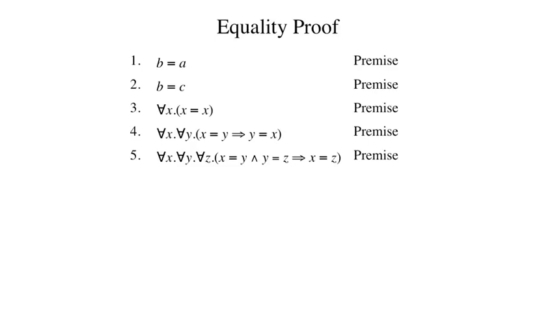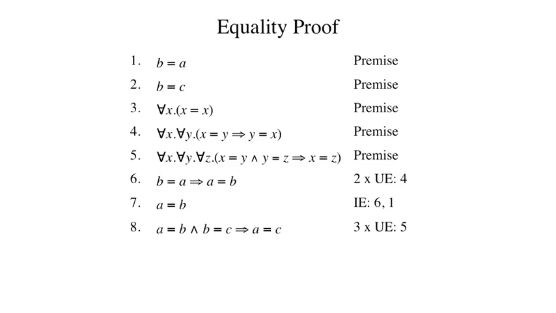We add our axioms for equality. First reflexivity, then symmetry, and then transitivity. Now we go to work on the proof. First, we use two applications of universal elimination on our symmetry axiom to derive the fact that B equals A implies A equals B by substituting B for X and A for Y. We then use implication elimination on line 6 and line 1 to produce A equals B.